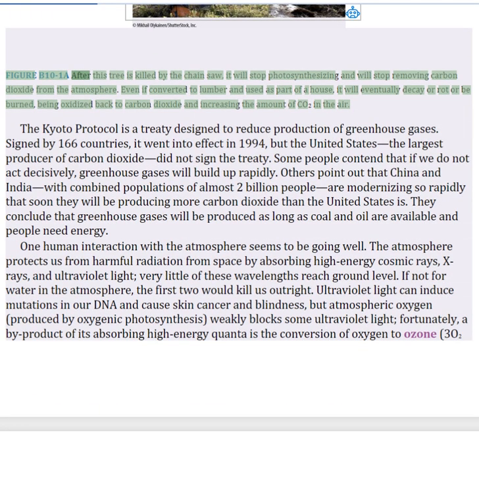Figure B10(1)A. After this tree is killed by the chainsaw, it will stop photosynthesizing and will stop removing carbon dioxide from the atmosphere. Even if converted to lumber and used as part of a house, it will eventually decay or rot or be burned, being oxidized back to carbon dioxide and increasing the amount of CO2 in the air.